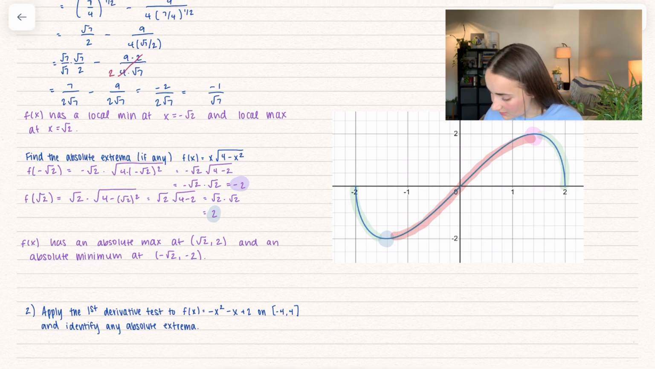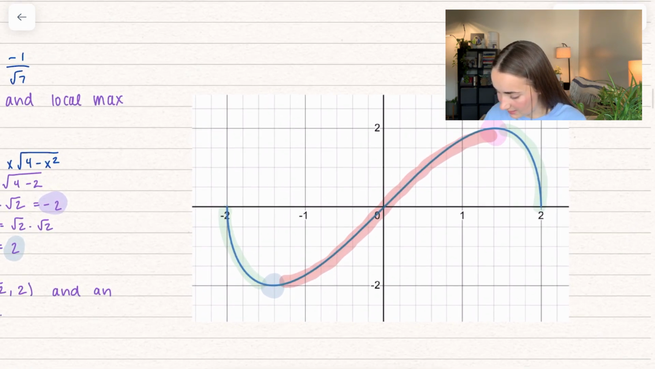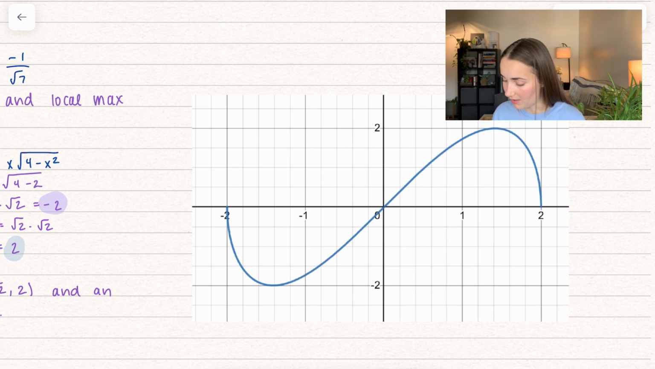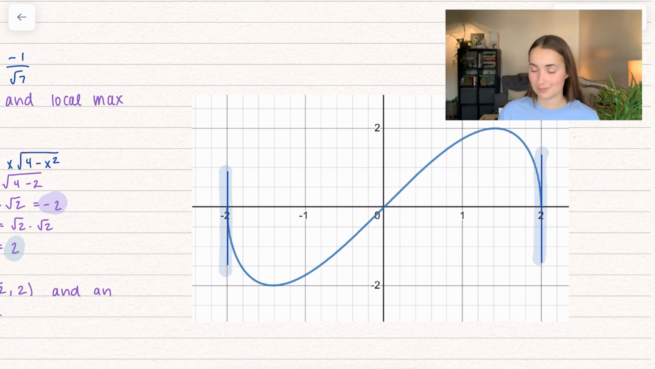And so I want us to also notice right here, I'm going to erase this, that at -2 and +2, we're going to have a vertical tangent line, which is why our function is not differentiable at those two values. So what I mean by a vertical tangent line, it just means that it goes straight up and down, which means the slope of it does not exist.